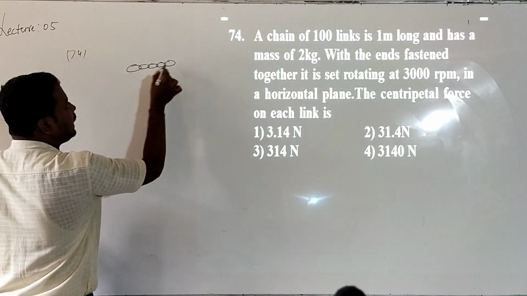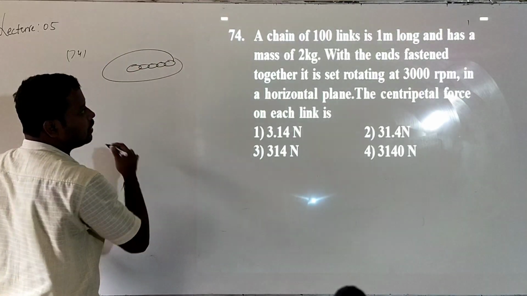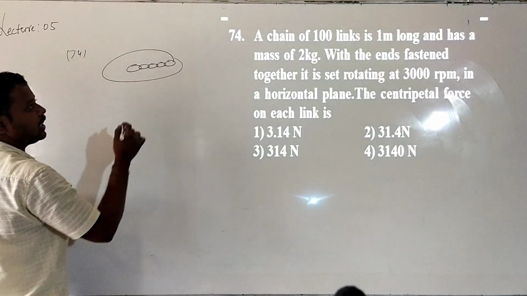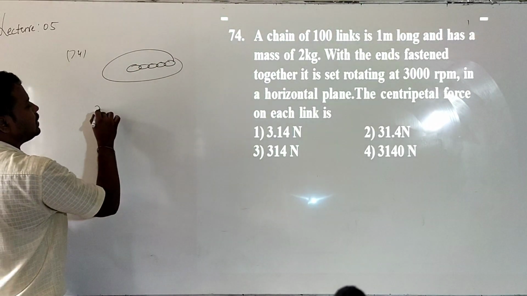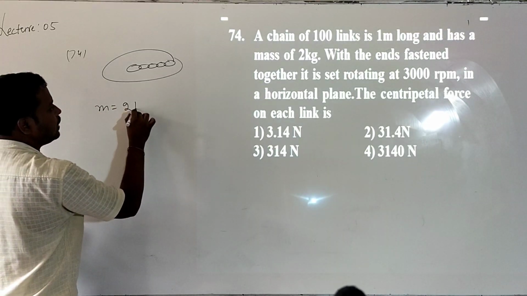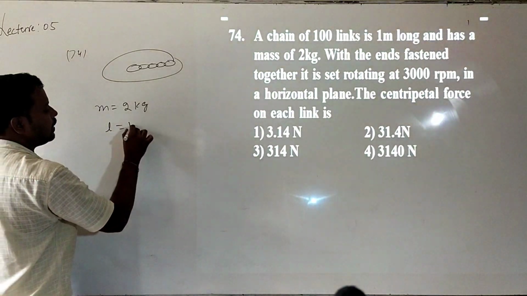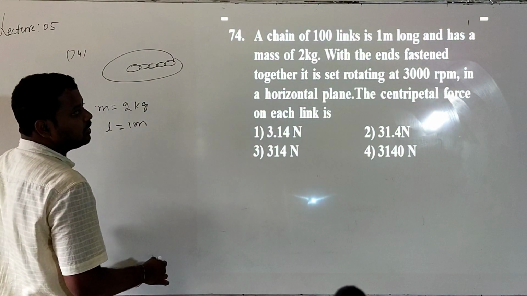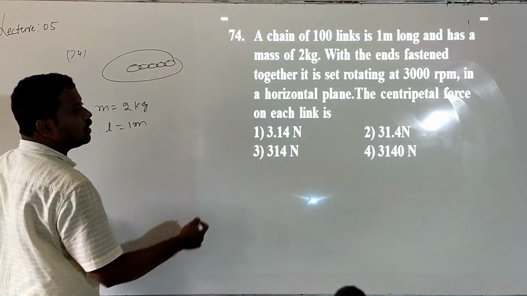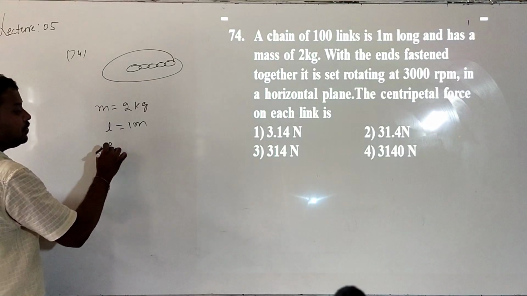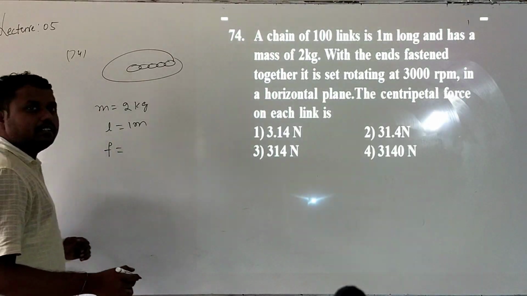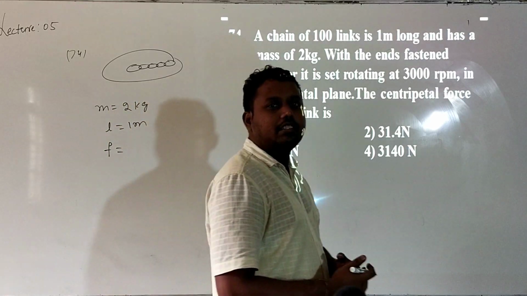Then it starts rotating in a horizontal circle. The total number of links is 100. The mass of the chain is 2 kg. So total length L is equal to 1 meter. It is rotating in a horizontal circle. Frequency means the number of rotations completed in 1 second.